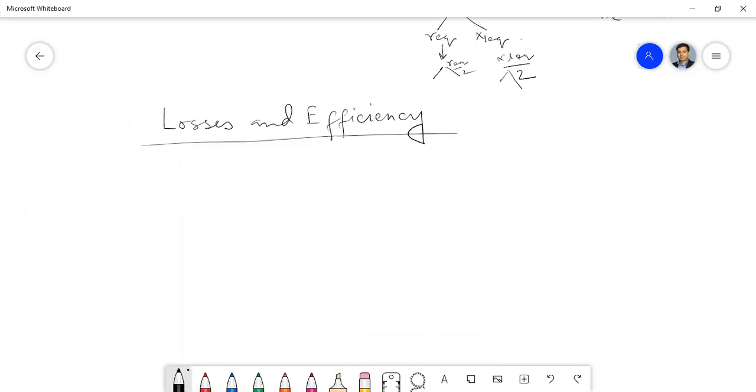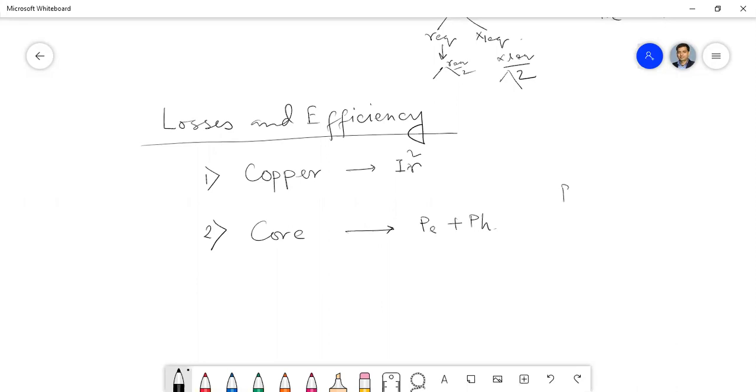So already we have mentioned a few losses. Remember, what are the major losses? Sir, core loss, copper loss, and in the part of the core loss, we have eddy current loss and hysteresis loss. So copper loss and core loss. Copper loss is very simple, that is I squared R. Now, core loss is also well known, that is eddy current loss plus hysteresis loss.